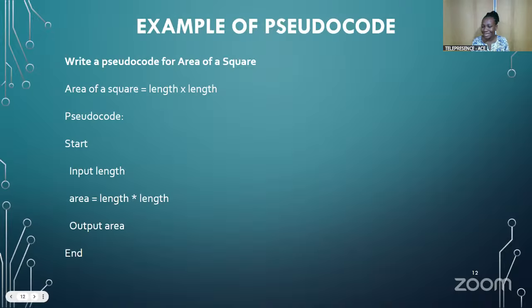So pseudocode is not an exact programming language. It's not that you have really coded. It's just like you have translated your algorithm further. So that is why it is called pseudocode.